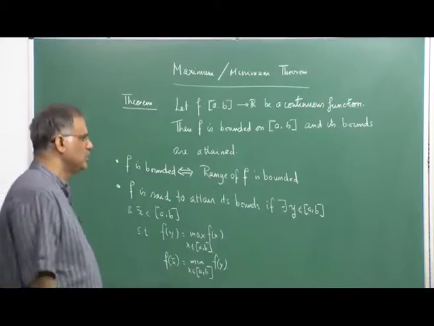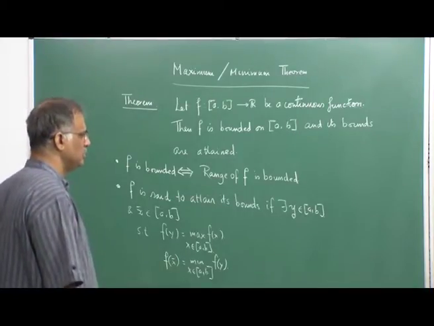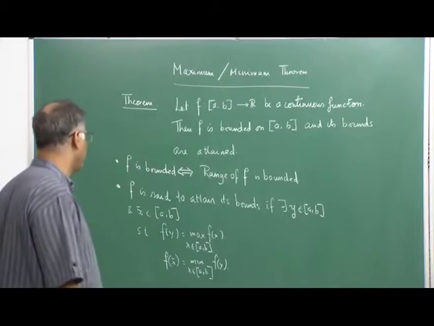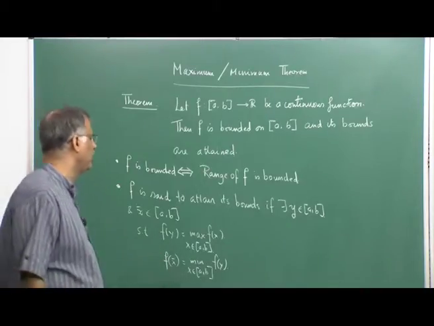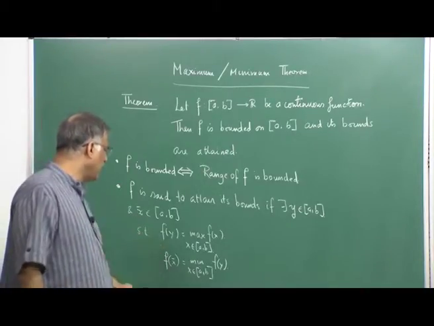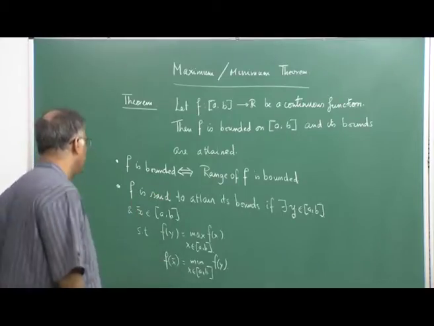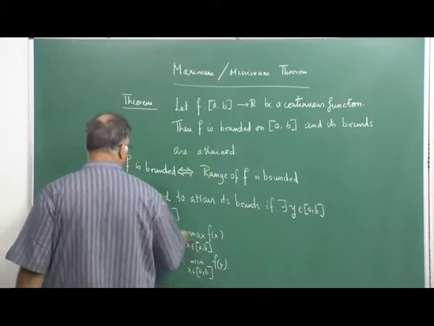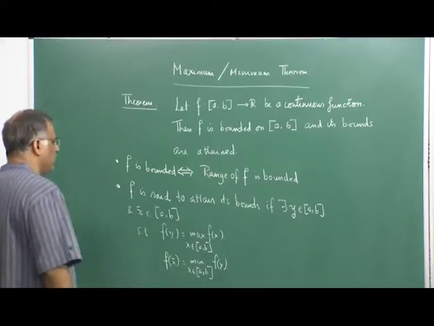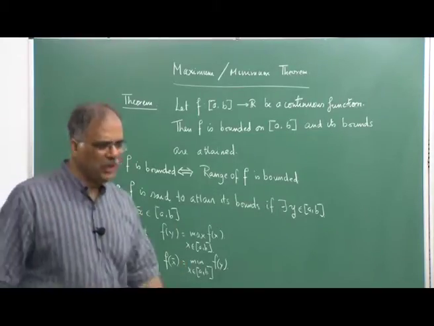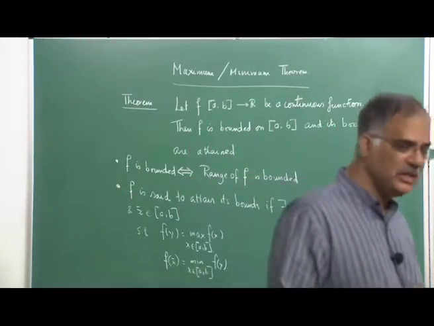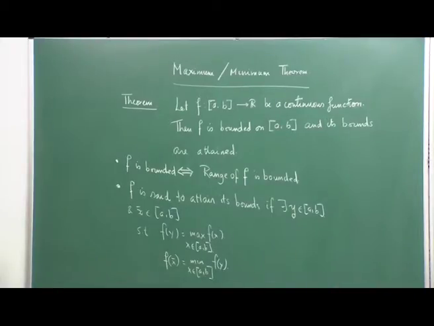and y is the maximizing point, and x bar is the minimizing point. So, attaining its bound means that there exists a y and x bar for which this holds. So, these are the maximum and minimum values. We will have a better idea of this when we study the notion of supremum and infimum tomorrow in lecture 10.